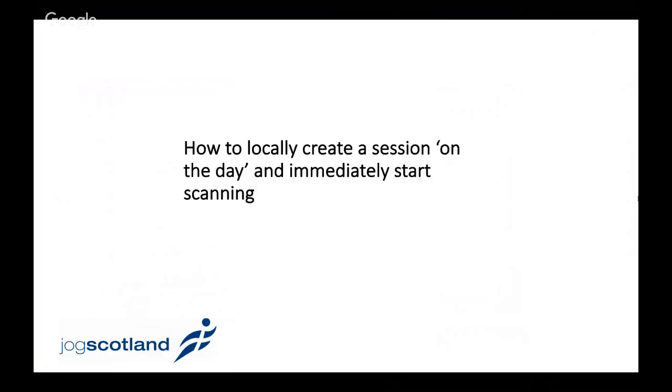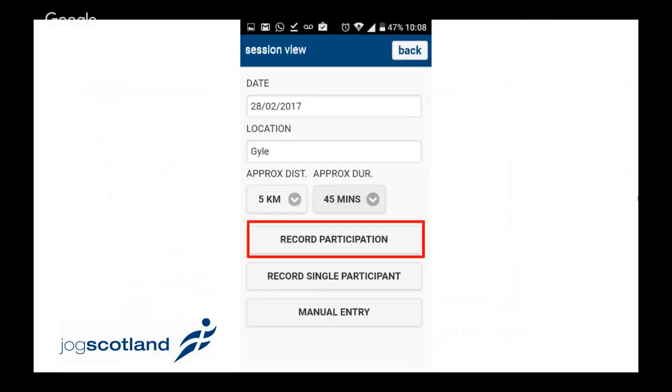How to locally create a session on the day and immediately start scanning barcodes. To locally create a session on the day and immediately start scanning, follow the instructions from the previous section, but stay on the session view page instead of going back. Tap the Record Participation button to start scanning everyone's barcodes. This will launch the scanner, which is a camera viewfinder with a line through the center.